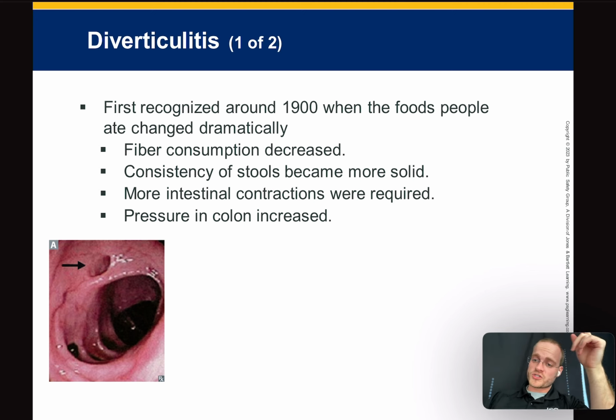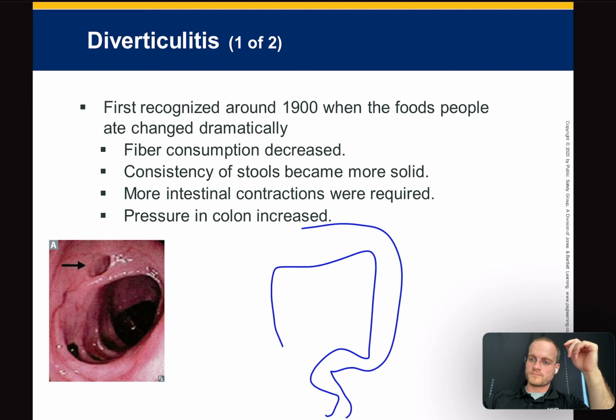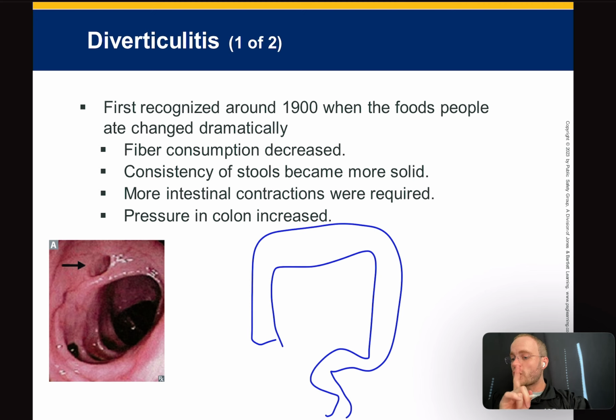So instead of the colon just being like this, what happens, especially in the sharp S turn of the sigmoid, remember this little S shape right here is called the sigmoid. So this most commonly happens in the sigmoid. In these sharp turns, it'll kind of pouch out. So now you end up with a pouching, and that's what they're showing you here.